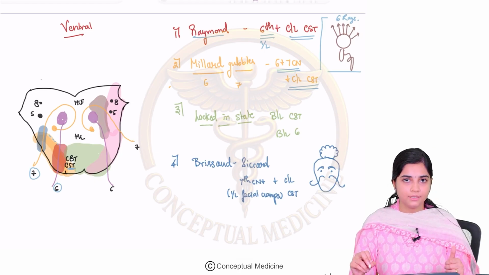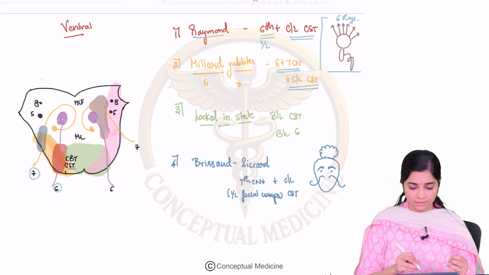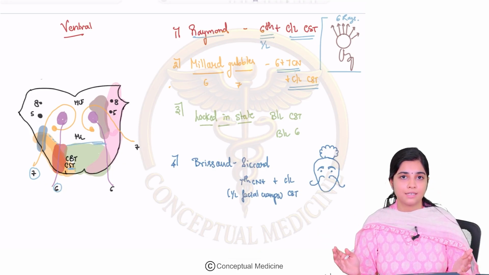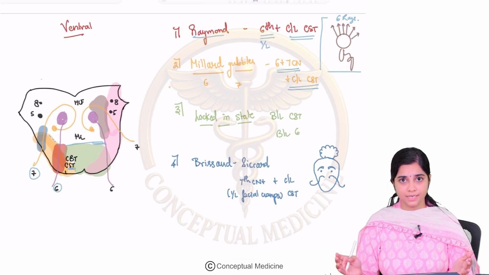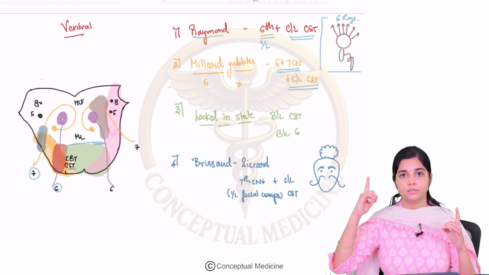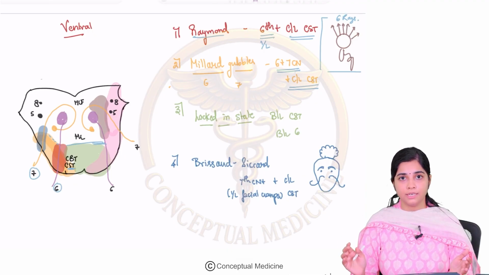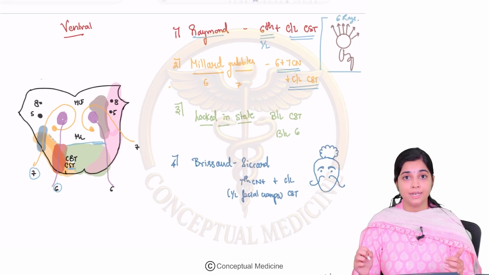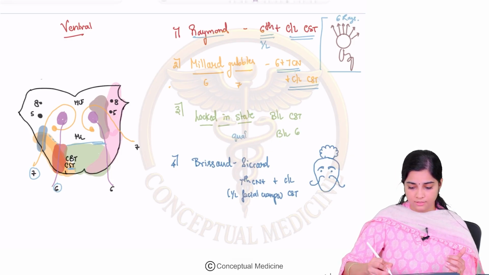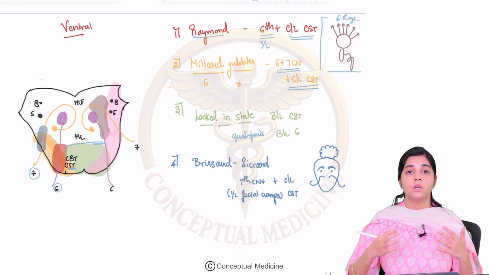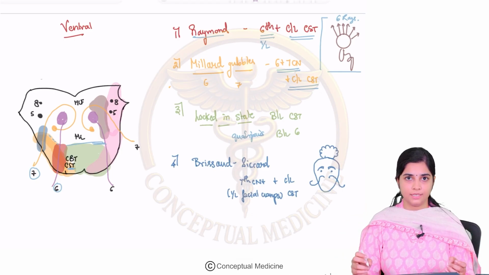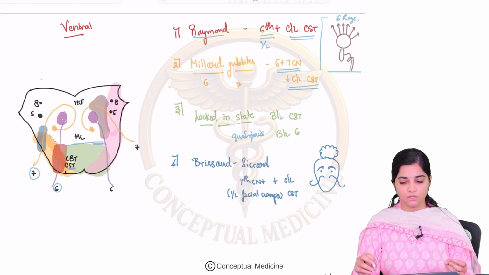Then locked-in state is a very pathetic state to be in. It is right here in the ventral pons, right? It involves bilateral 6th and 7th and bilateral corticospinal tract involvement. Bilateral 6th means what? They cannot move to either side. The horizontal gaze is gone, both lateral recti are gone, so they cannot move on either side. Bilateral corticospinal tract involvement results in quadriparesis. So they are locked in. They cannot move their hands and legs, and they cannot see from side to side as well. That is your locked-in state.